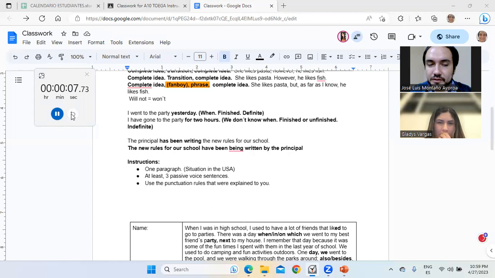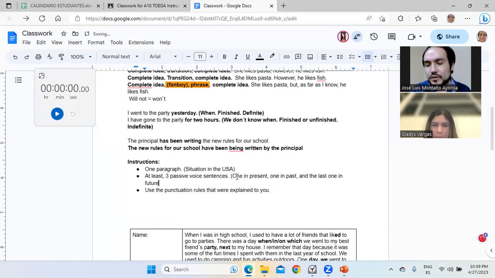And I was forgetting, sorry. I'm going to start again. Here, remember that one of them has to be in present, the other one in past, and one of them in future. Okay, I'm talking about the three passive voice sentences. All right, so one present and past, right? And the last one in future. You can do it in any order that you want.